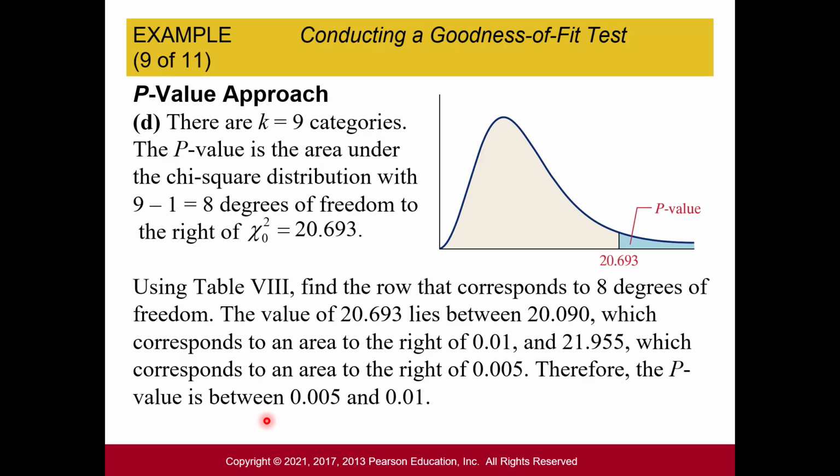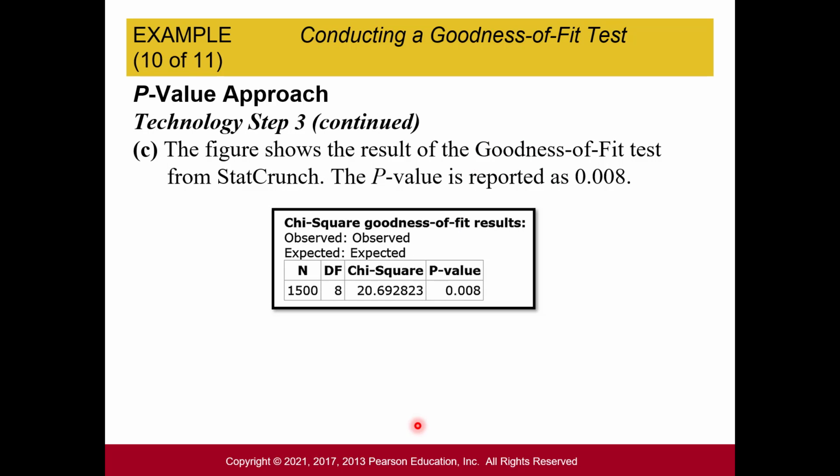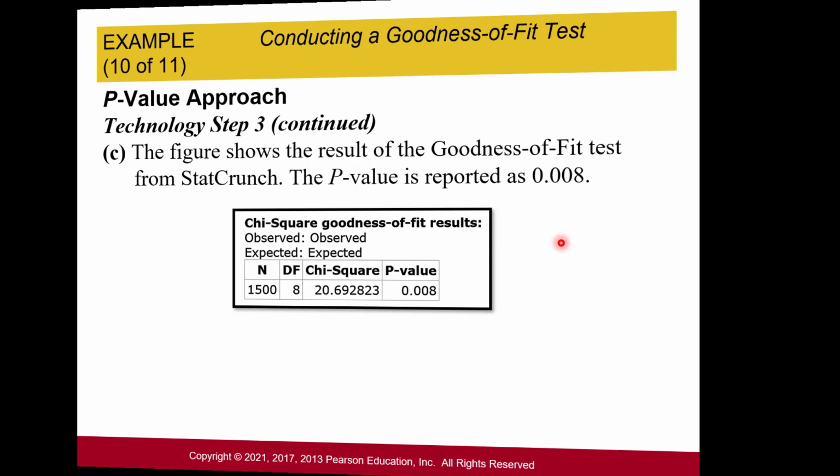Now, because we have a p-value between two values, to get a more accurate estimate of what the p-value would be, or calculation, what we want to do, or can do here, is actually use technology. So we'll go over to StatCrunch next, and we'll get that our p-value is actually 0.008. So let's do that real quick.